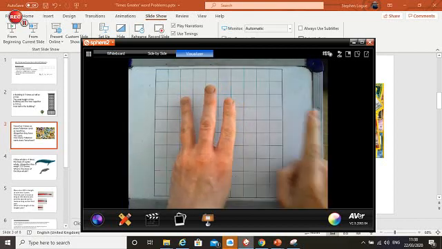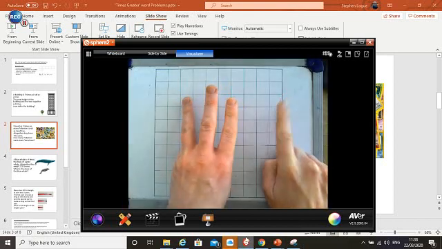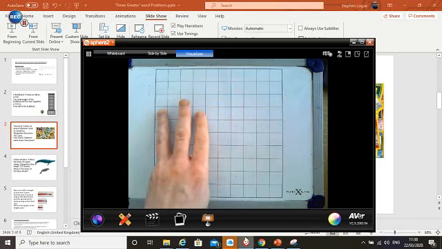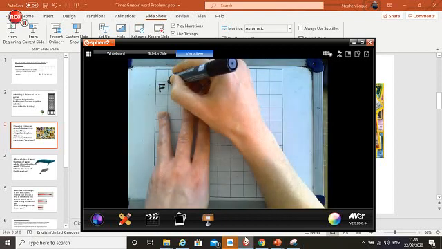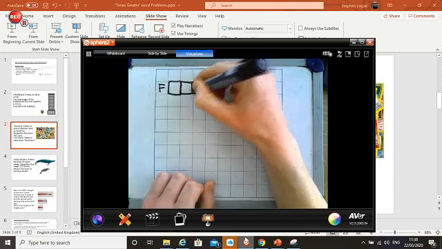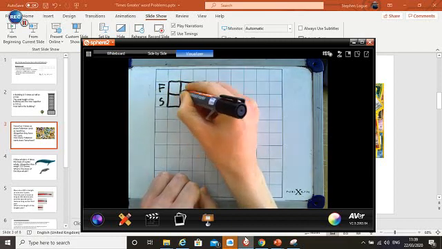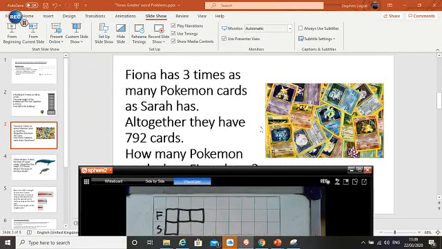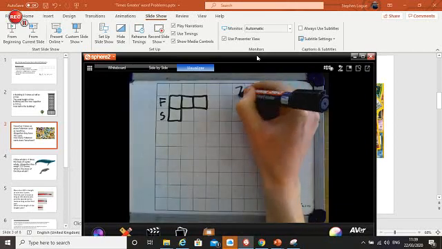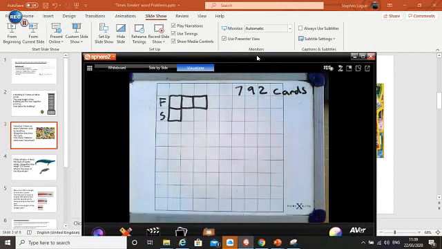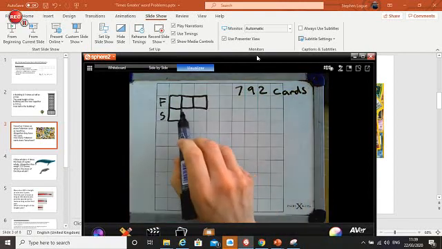Again, let's start with the short division algorithm. Fours into 7, you can get 1. 1 times 4 is 4, so there's 3 left over. 4s into 39 goes 9 times, because 4 times 9 is 36, so that means there's 3 left over. 4s into 32 goes 8 times. What that means is that we now know that Sarah has 198 Pokemon cards, and Fiona has 3 lots of 198 Pokemon cards.